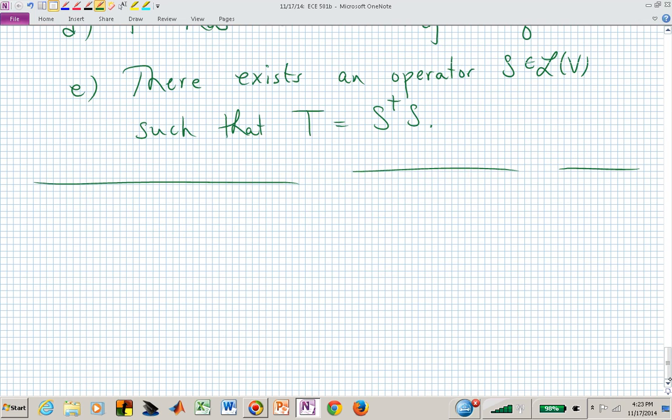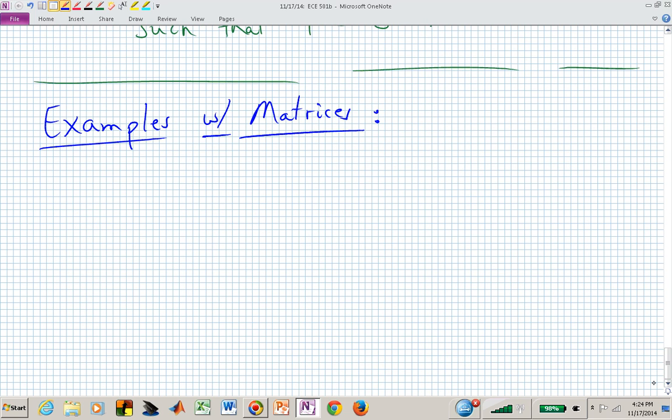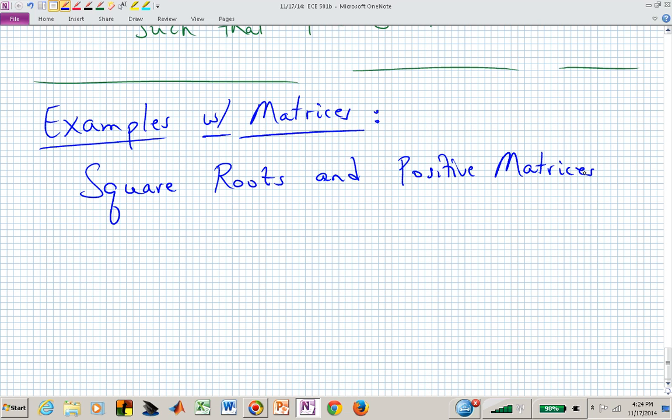Let's look at some examples of these concepts dealing with matrices. Some of these might be trivially obvious, some may not be, but I would just encourage you to go home and play with them if they aren't making sense to you right now. Let's now look at square roots and positive matrices. One. Let's say T sub 1 is the matrix 1, 0, 0, 0.